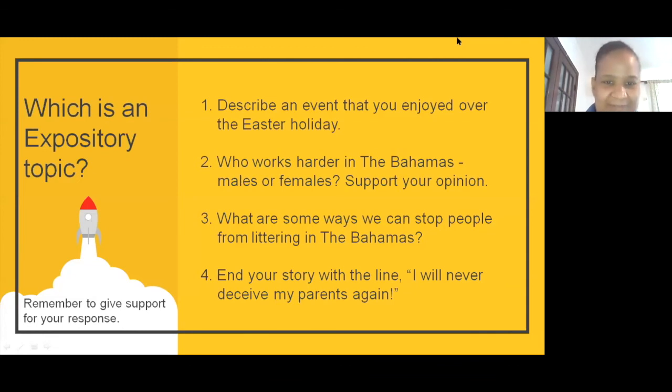Number 3. What are some ways we can stop people from littering in the Bahamas? I see someone said yes, expository. It is neutral. Tell me what word shows us expository. Some say the key word is some ways. We can stop people littering in the Bahamas.